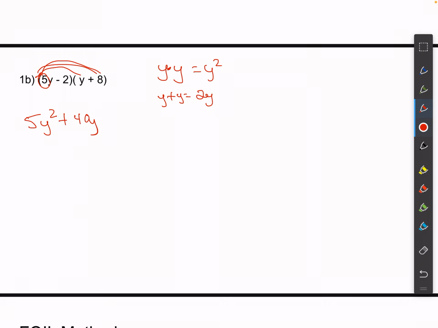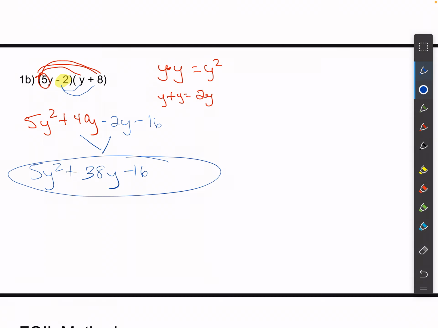And then we're going to do the same thing with this one. Now notice the negative 2 is attached to that, right? So I'll do this one in blue. If we do negative 2 times y, we get minus 2y. And then negative 2 times 8 gives us negative 16. All right, now we can combine like terms, which are these. So we get 5y squared plus 38y minus 16. And that is our answer.